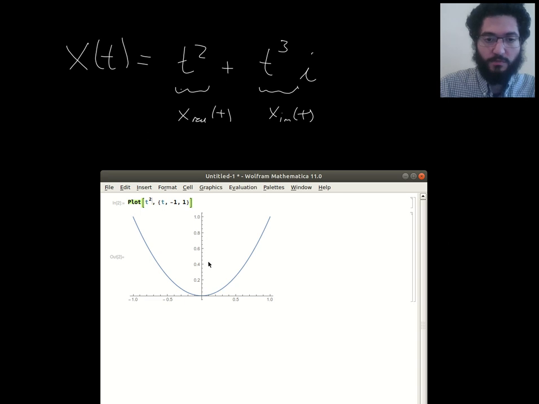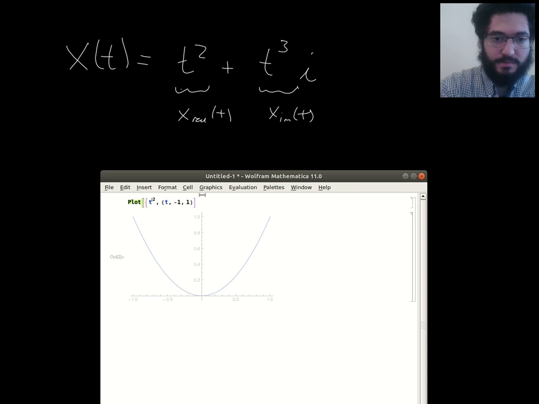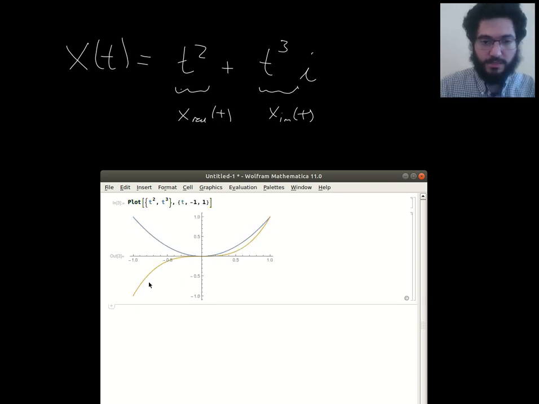This is a plot of the real part of x. And then if I want to plot another one, let's put them both on the same picture, then that's a totally different plot, right? So there's the parabola t squared, and then there's the cubic t cubed. So a complex valued function is literally two real valued functions. But what a complex number is, is two real numbers. So we visualize complex numbers as points in the plane.